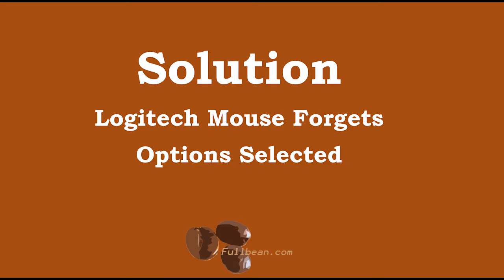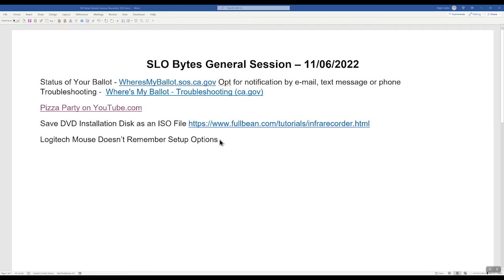In this session, I'm going to demonstrate how I persuade Logitech mice to remember the settings that I have chosen. I prefer to set up my trackball and my mouse so that when I press down on the scroll wheel, it pastes whatever I have previously copied. It pastes that into the document. So let me demonstrate what I'm talking about.